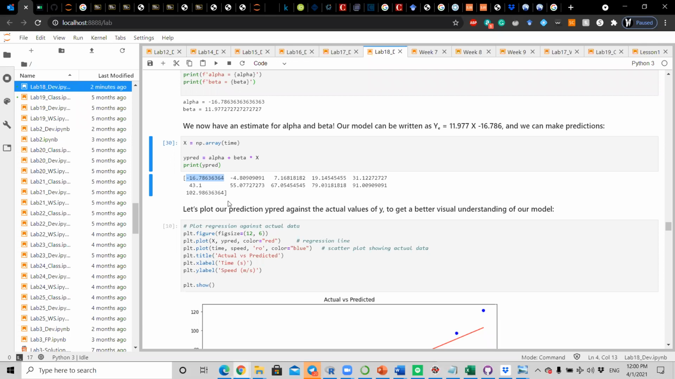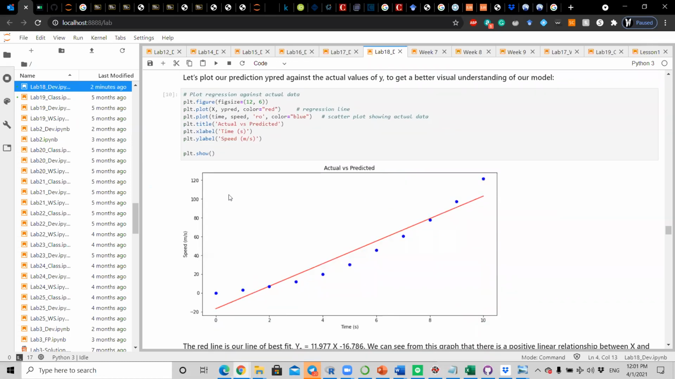Wally, thank you. Yes. One way of assessing the performance of the model is to look at the graph, the visual assessment, something that we were doing before. So let us move on. Plot our prediction y-pred against the actual values of y. So the blue points were the actual observed values, measurements that we had, and this red line is our linear model.